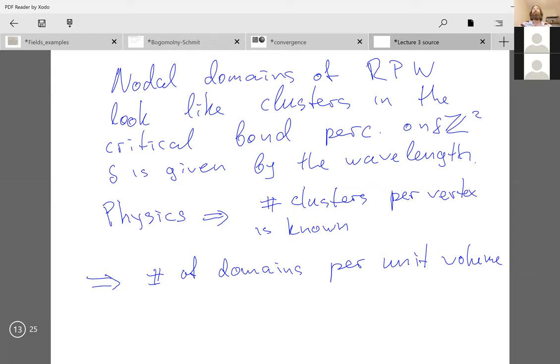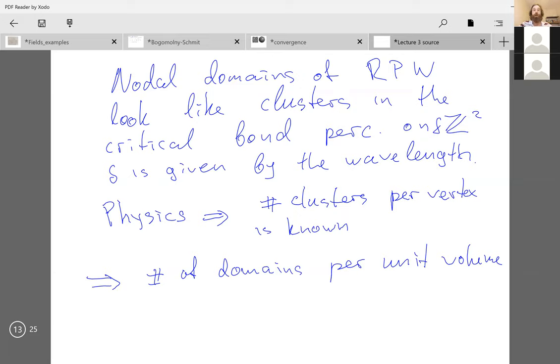There is an earlier paper, I think it's Bogomolny-Schmit and Smilansky, who use this number of nodal domains as a criterion to figure out whether quantum dynamics is chaotic or not. Well, you see, nodal eigenfunctions of the Laplacian appear from several points of view.